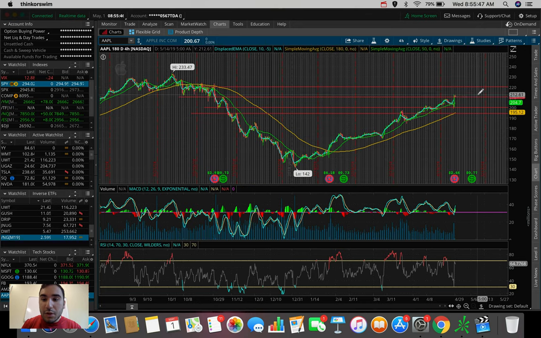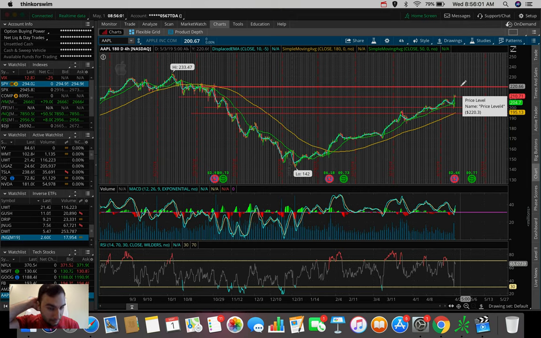So the next spot we could be headed to now, if we do confirm the push up, and by that I mean if we get into the 211s, 212s, 213s, this could be the next hike up to about $220, which would be the next resistance that I'm seeing here on Apple. So that's what I'm watching this morning.